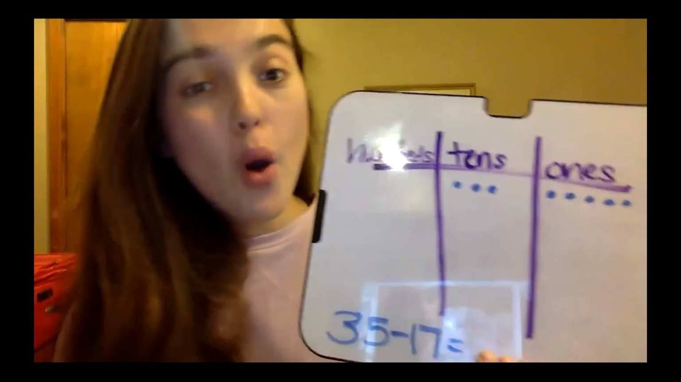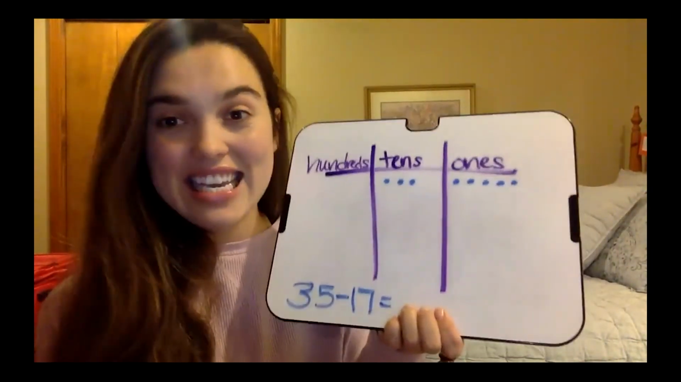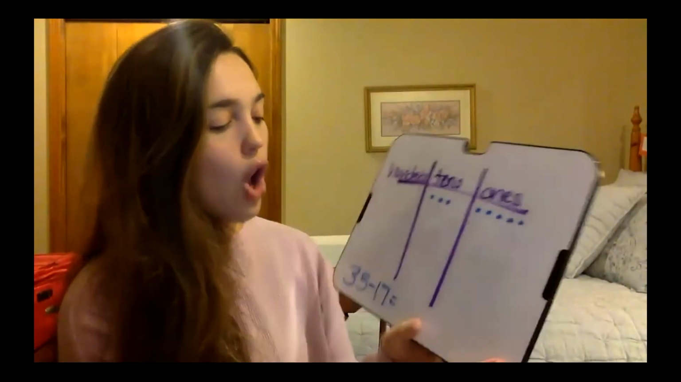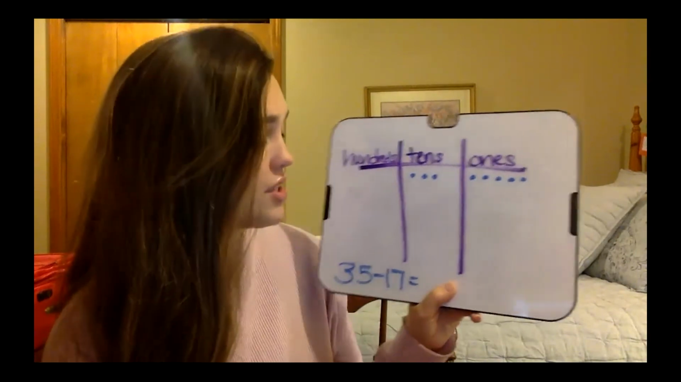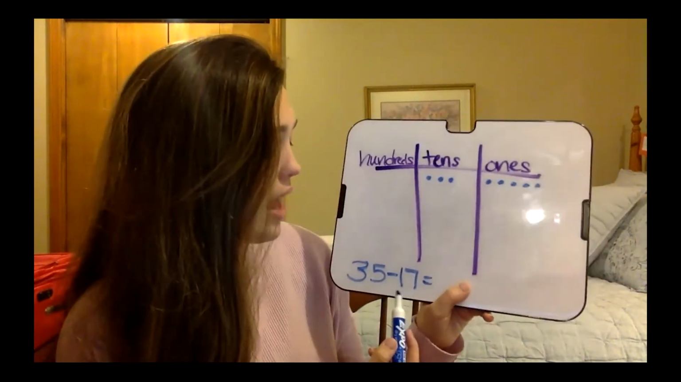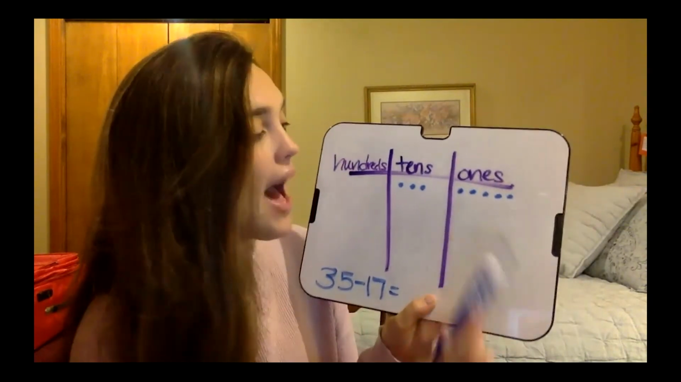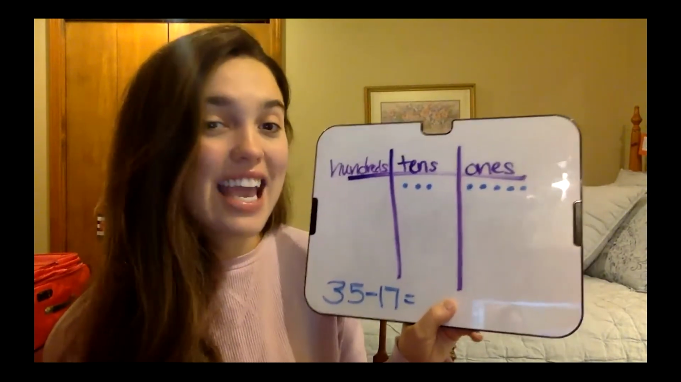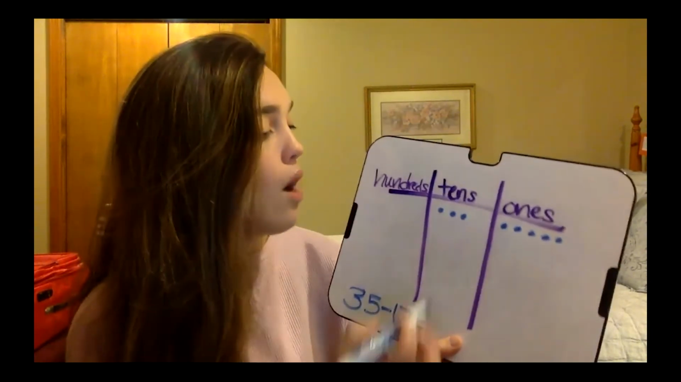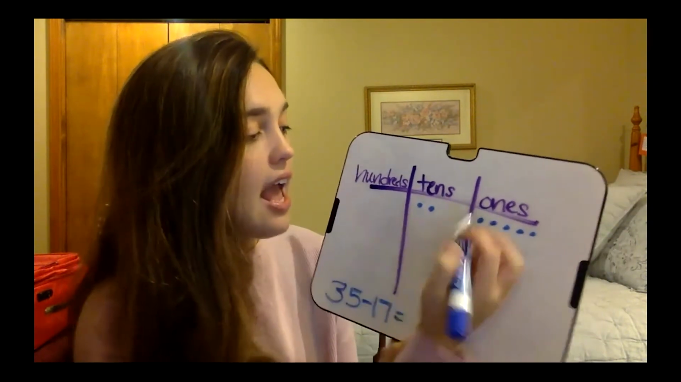For this problem, what we are going to do is take away 17 of these. When I first look at this problem, the first thing I notice is I'm taking away one group of 10 and 7 ones. But if you look at our ones column, we do not have 7 ones to take away. So what we have to do is erase one of our 10s and put 10 ones over here.